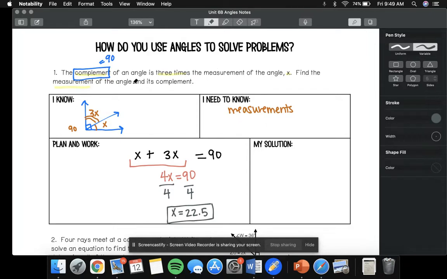Find the measurement of each angle. So we know that this little angle is 22.5 degrees, okay? It's also asking what's the other angle. So if I know that x is 22.5, the other one is 3x, or 3 times 22.5, which would be 67.5 degrees. Okay, so after I find my answer for x, I'm putting it back into the problem to make sure that it makes sense. And I just like to check and see, do those add up to 90? Yeah, oh my gosh, we're right. Okay.